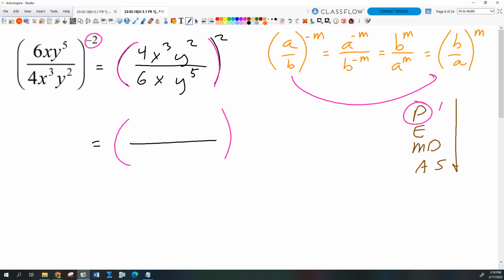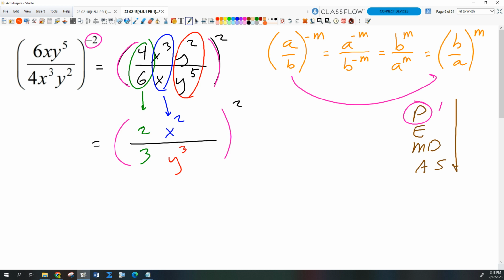So what could I do? Well, 4/6 simplifies to what? Okay, so there's one thing I was able to do. That helps a little bit. How about this? X cubed over x becomes x squared on the top. So 2x squared, and y squared over y to the 5th becomes y cubed in the bottom. We follow our rule. We keep the y on the bottom because the exponent's bigger, and we subtract 2 from 5 and get y cubed, right?